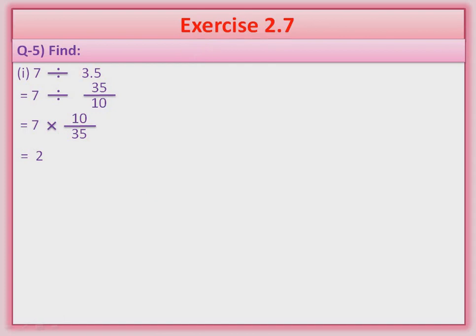Exercise 2.7, question number 5, find question number 1: 7 divided by 3.5. Look at this side, 7 divided by 3.5. This 3.5 is a decimal number, right? So before converting the division symbol, you should convert the decimal number into a simple fraction.